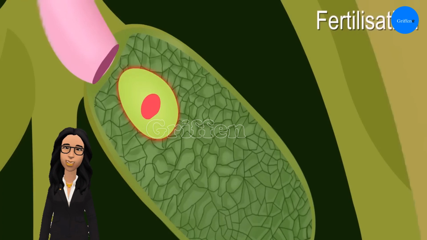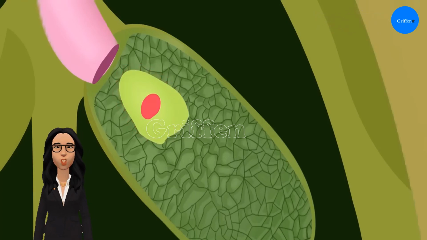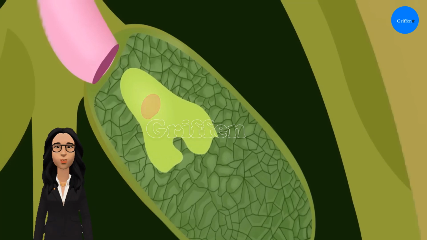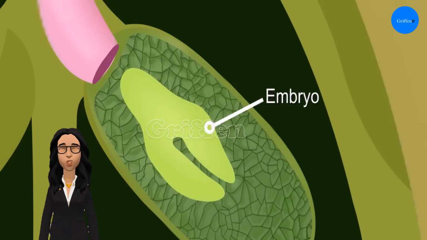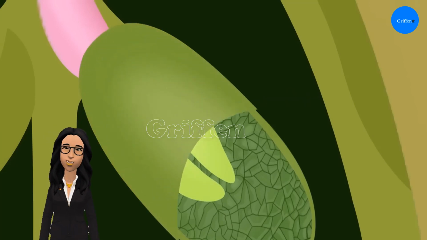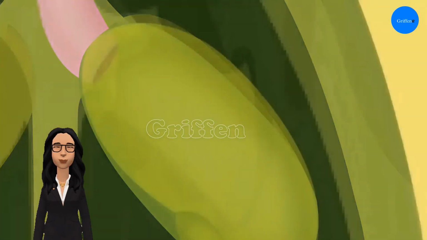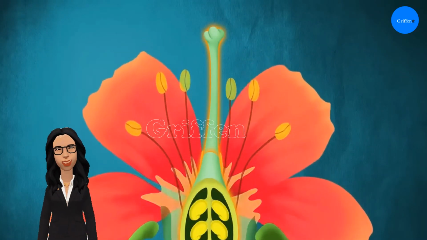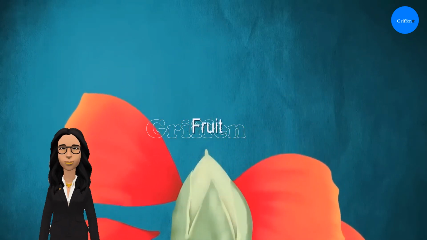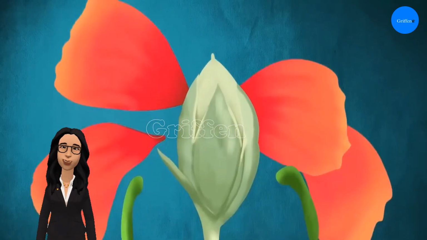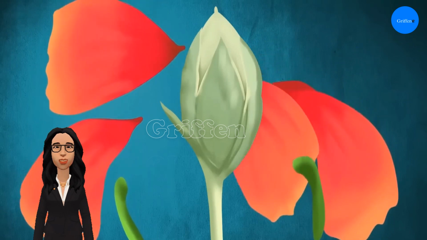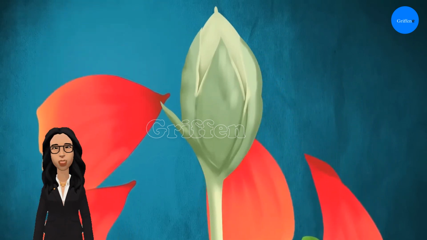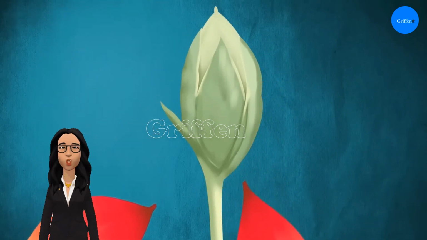The zygote formed after the fertilization then divides several times to form an embryo inside the ovule. The ovule develops a tough coat and changes to a seed. The ovary, on the other hand, ripens and forms a fruit around the seed. At this time, the other parts of the flower, like the sepals and petals, fall off.